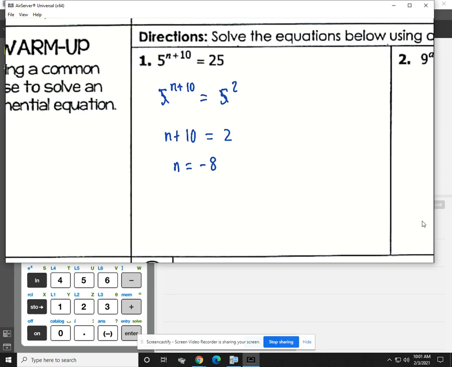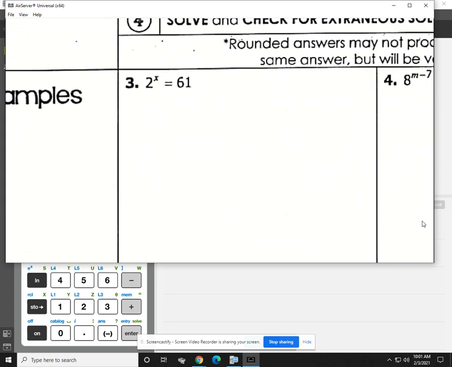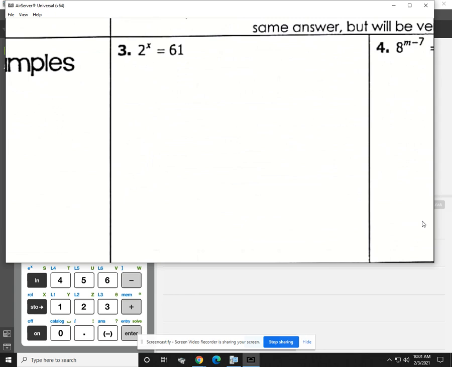But I told you, you can't always do that. So we have to have another way. Let me explain. Go down to number 3. Can you make 61 have the same base as 2? Let's try it. What's 2 times 2? 4. Times 2? 8. Times 2? 16. Times 2? 32. Times 2? 64. What did I just do? I went right past 61. So can I make 61 have the same base as 2? So I can't solve this problem by creating the bases to be the same.